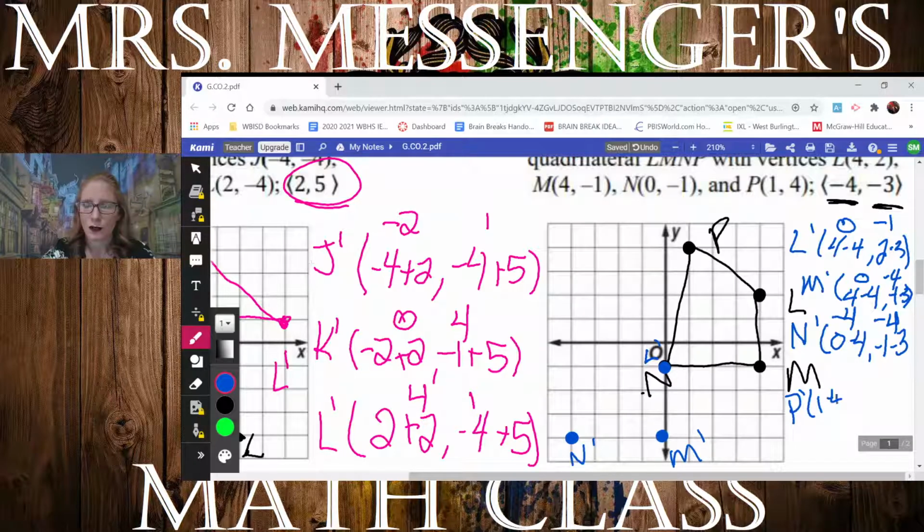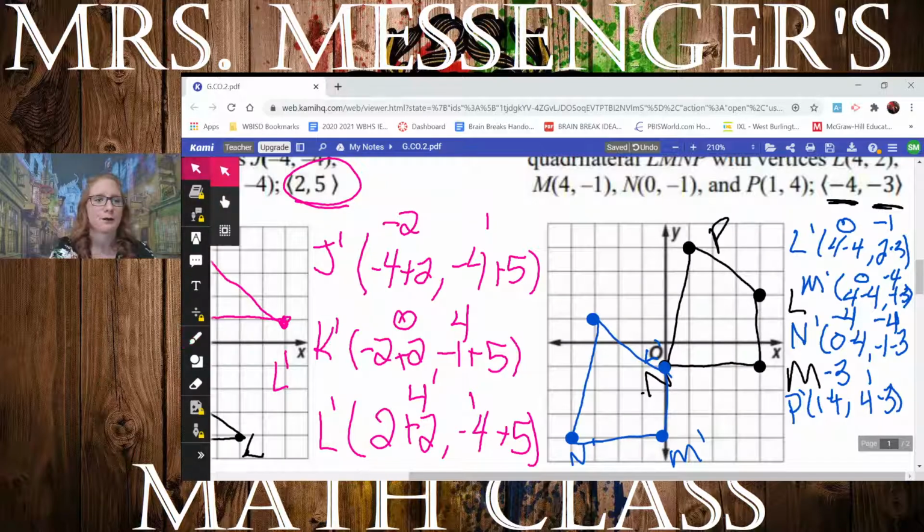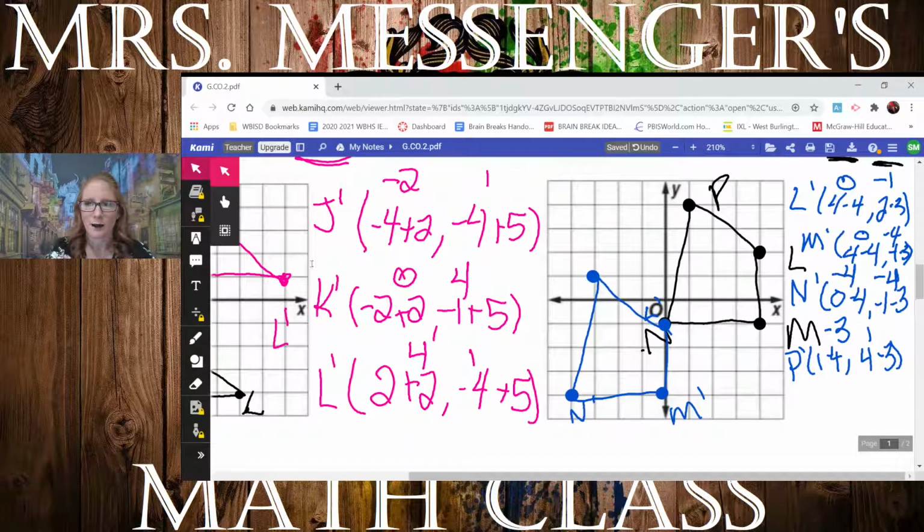And last but not least, P prime. I have 1 minus 4 and 4 minus 3. So this gives me negative 3, and this gives me 1. So I plot the point at negative 3, 1, 2, 3, and positive 1. And then again, I connect the dots. And again, the picture's not the greatest because I'm writing on a screen and it just gets a little wonky sometimes. But the idea is that the two shapes are still the exact same.